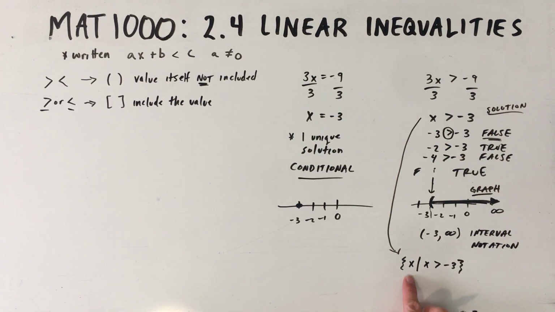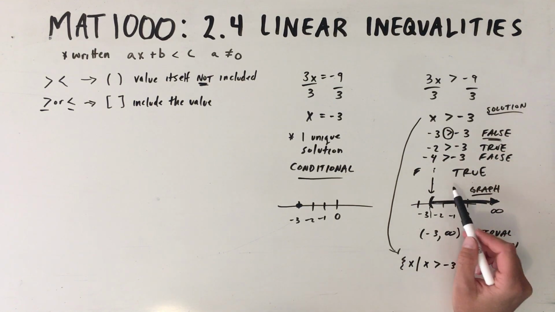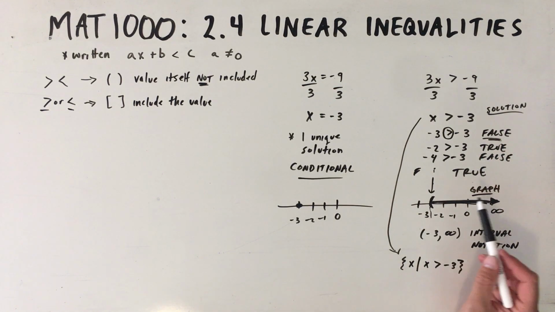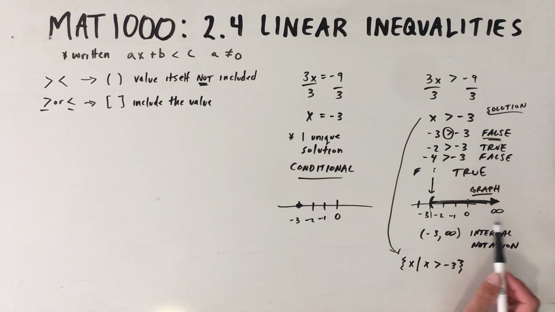It just has this different x such that x is all the values greater than -3. I have my test points that I tried here, one on this side and one on this side. This side was false and this side was true, so we know we're talking about all of these values, and this is approaching positive infinity. Again, this is how you write it in interval notation.